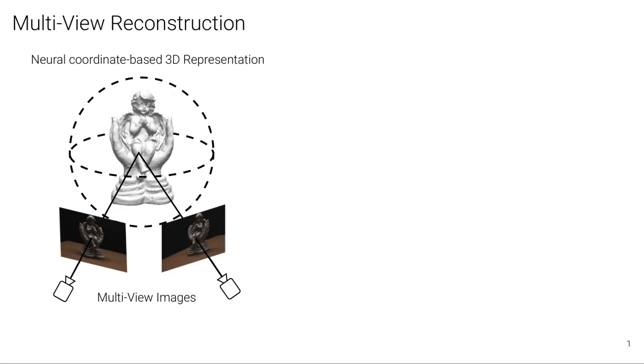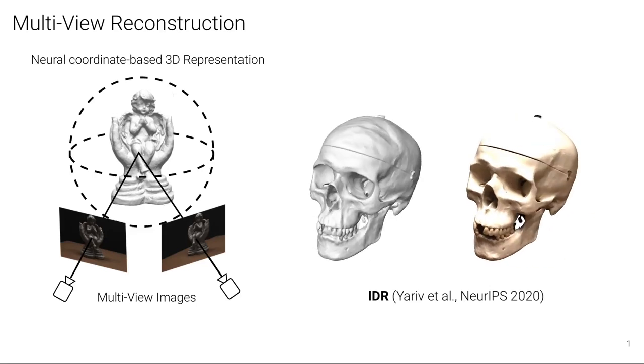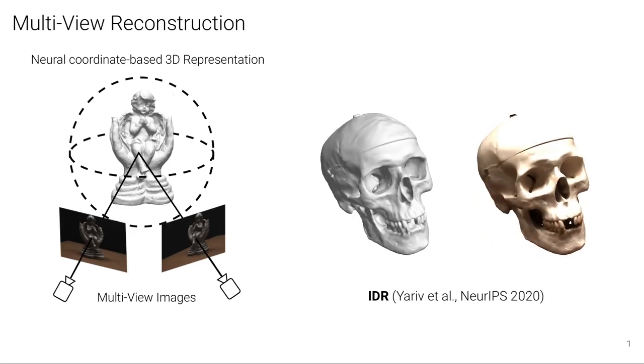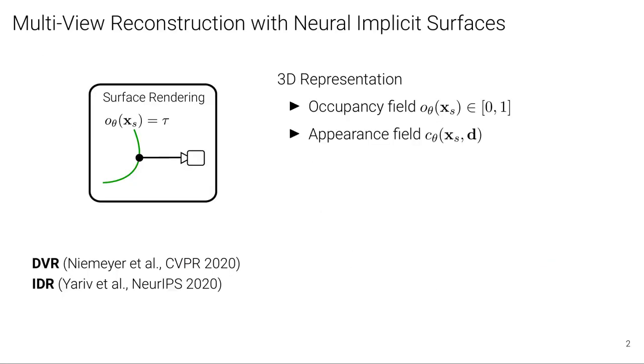In the past years, neural coordinate-based representations have emerged as a powerful description of 3D surfaces and appearance. Prior work has shown that this family of representations is extremely effective in surface reconstruction models and especially also for novel view synthesis. Existing works on multi-view reconstruction as DVR and IDR use neural surface representations such as occupancy or SDF fields to capture highly accurate geometry. Surfaces are defined as a specific level set of a field, for example, for occupancies, it's tau equals 0.5.